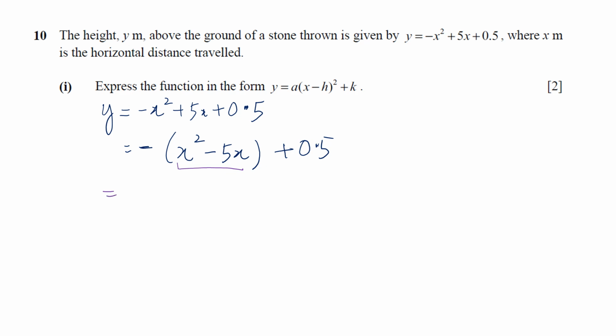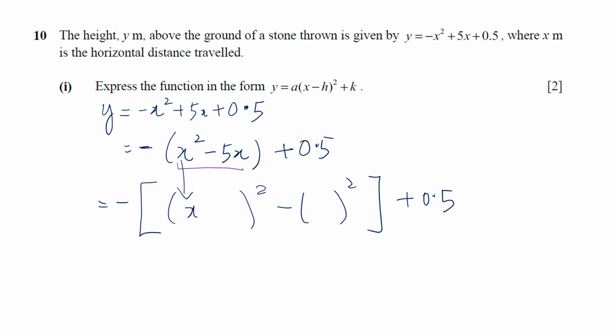Okay, and how do you complete it? Do you remember the steps? Huge square bracket first: x squared minus 5x. There are two ways of doing it. I prefer the second method. The second method is we know that it must be something squared and then minus something squared, and then plus 0.5. So what is inside this square is just basically x, then minus, and take 5 divided by 2, so actually negative 5 over 2, squared.